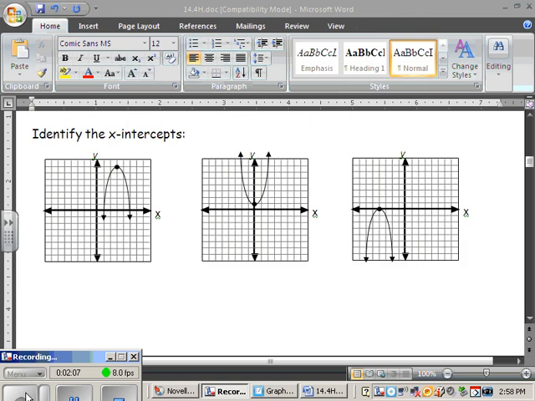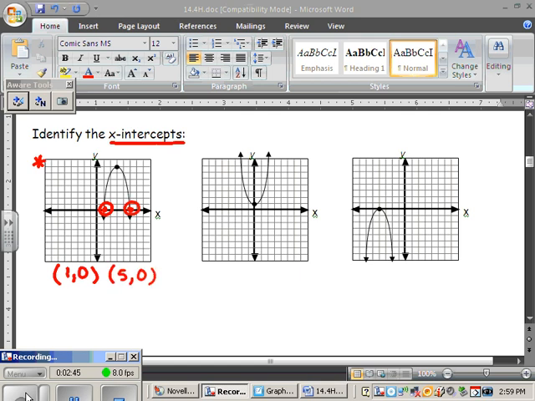If you look at these three graphs, we're going to identify the x-intercepts. So not the vertex, but the x-intercepts. So we're going to look and see where the parabola is touching the x-axis. Then we're going to write the ordered pairs for those points. So in this first graph, you can see the 2 points where it's touching the x-axis. This first point to the left, if we identify the ordered pair, we would put (1, 0). So that's one of the x-intercepts. The second x-intercept is located at (5, 0).